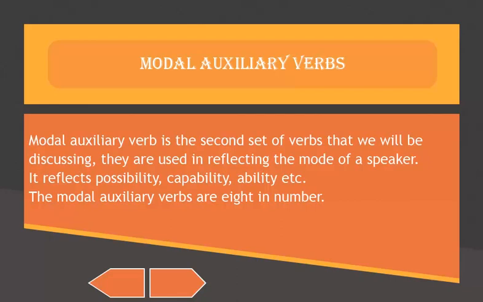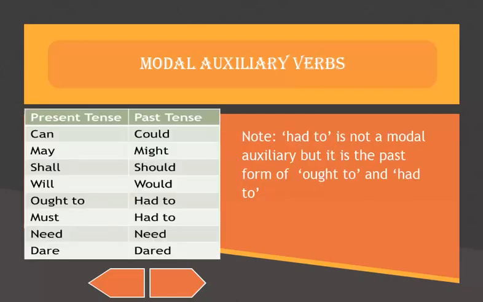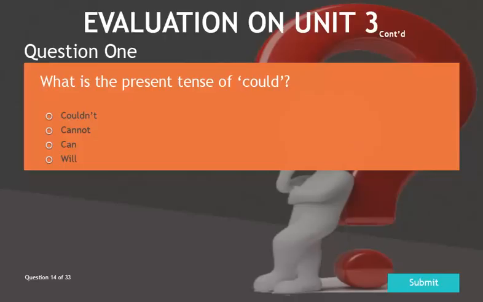The modal auxiliary verbs are 8 in number. Present tense, past tense: can, could; will, would; shall, should; may, might; ought to, had to; must, had to; need; dare, dared. Note, had to is not a modal auxiliary, but it is the past form of ought to and must. Let's practice some questions.